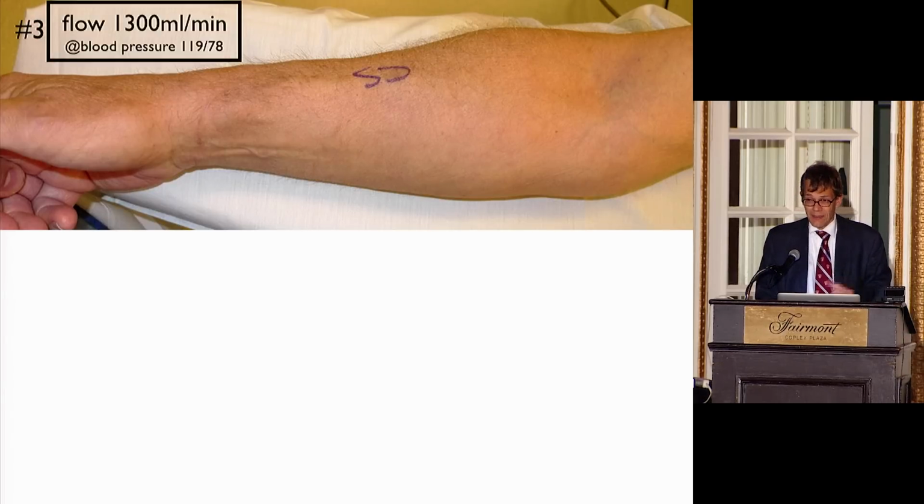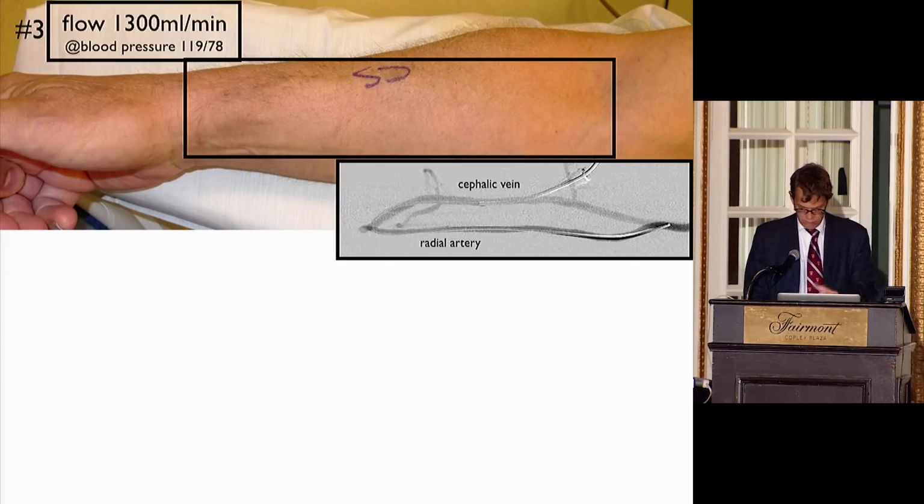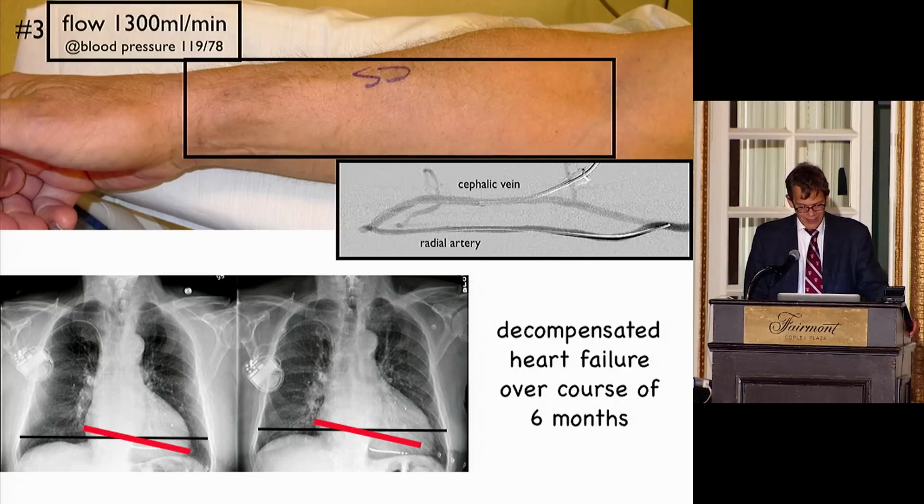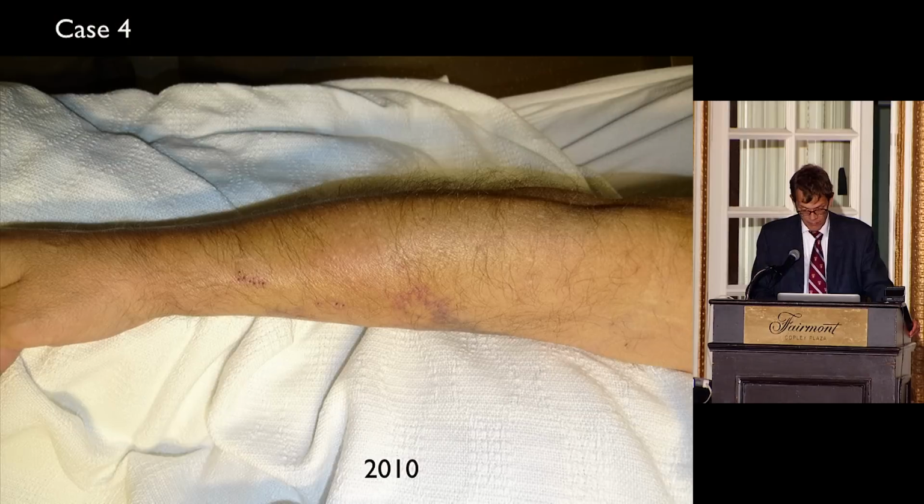Other things that can happen with access flows. Now here's a forearm access created with 1300 flow in an 84-year-old gentleman. Great artery, great flow. The problem in him was that within 6 months he developed dilated cardiomyopathy from the high output failure that this access was giving him. So patients differ in their tolerance, and here you have something that's almost like a whole body steal, where the access just takes too much blood away from the body.